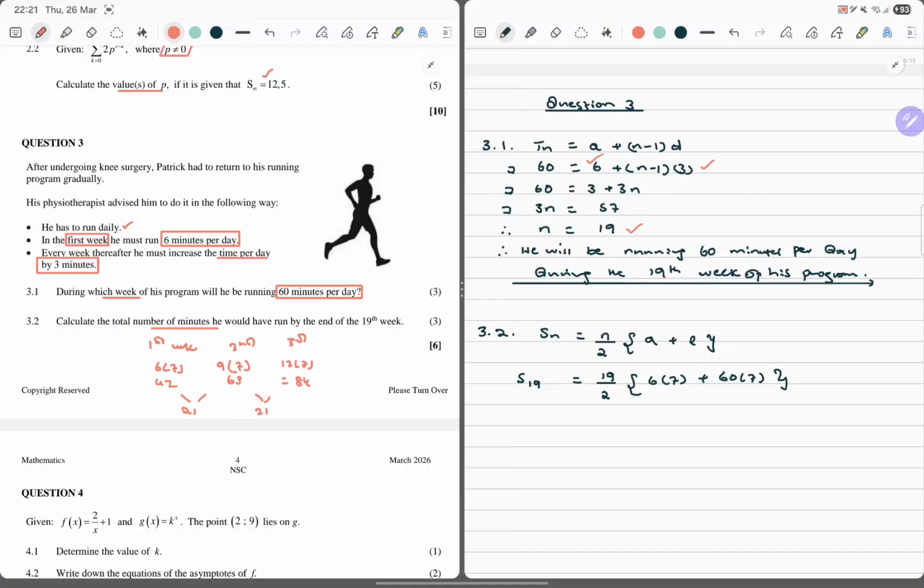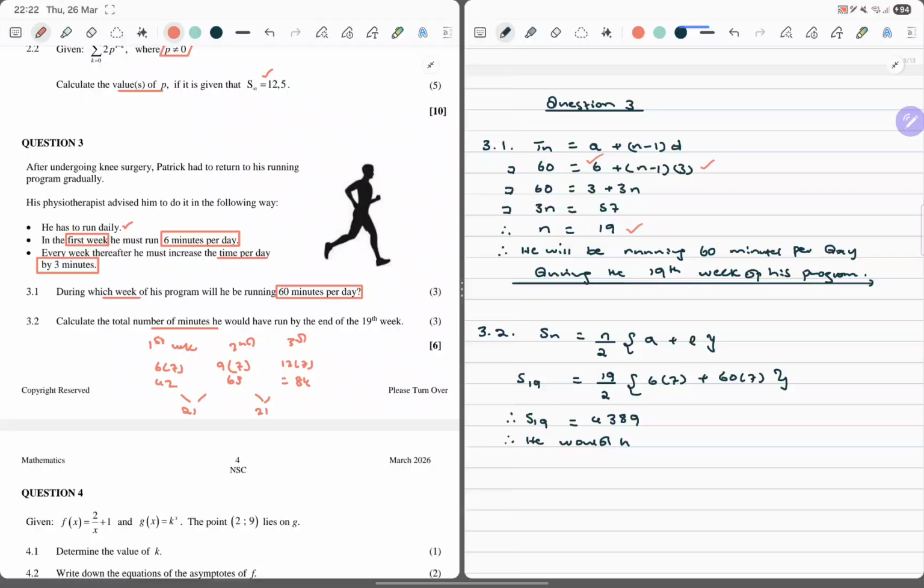So all of these weeks, we're just going to put them together like that. It is still arithmetic, and there's going to be 19 of these weeks. So this is good. Now let's see. Therefore, we can see that S19 is going to be 19 over 2 into 6 times 7 plus 60 into 7. So we get 4389.